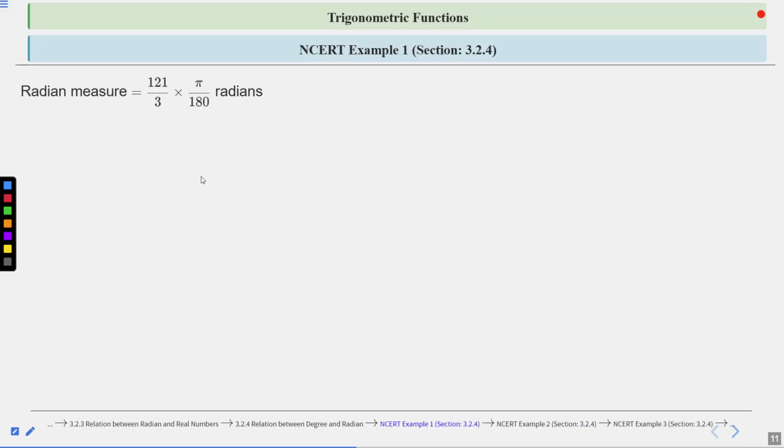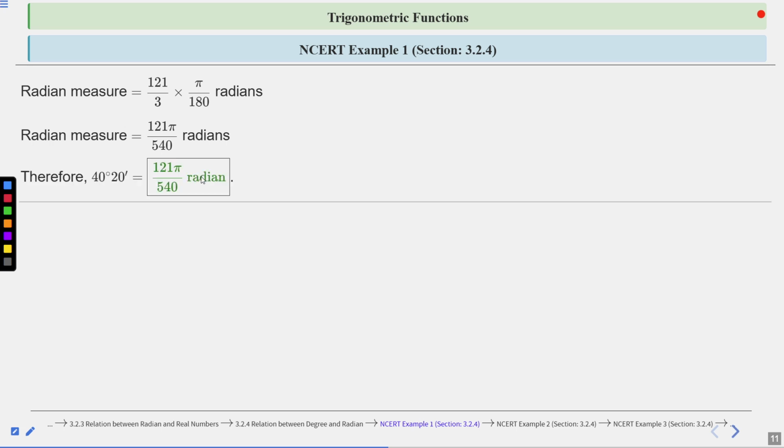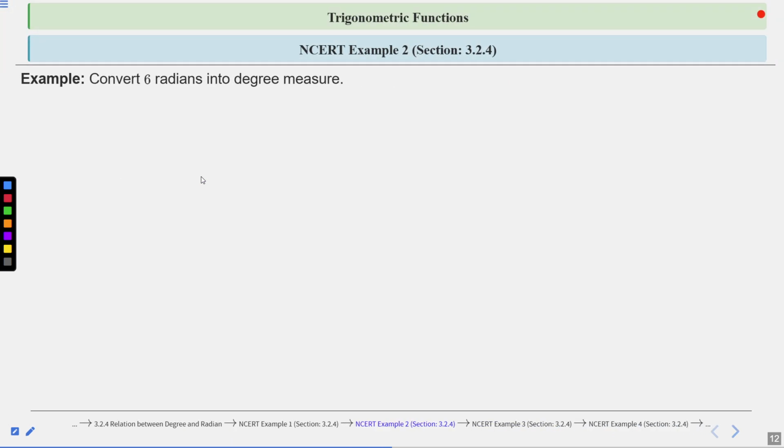So the radian measure is simply going to be 121 by 3 times pi by 180. After simplifying, you will get 121 pi by 540 radians. So 40 degree 20 minutes is the same as saying 121 pi by 540 radians. Clear?